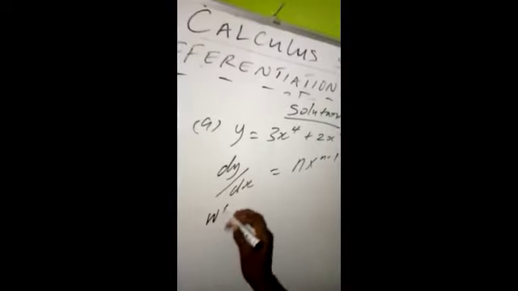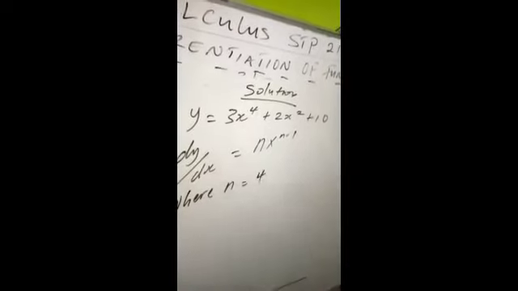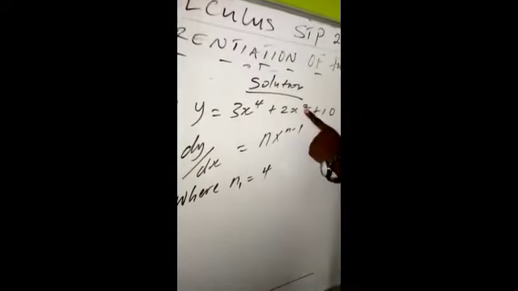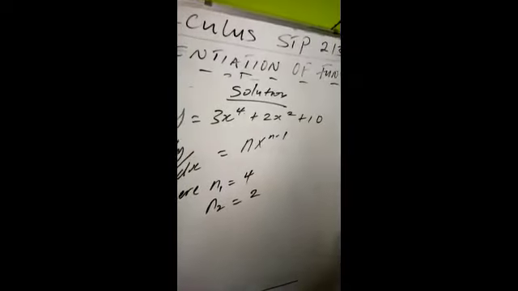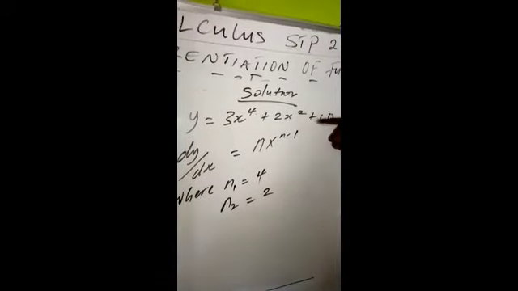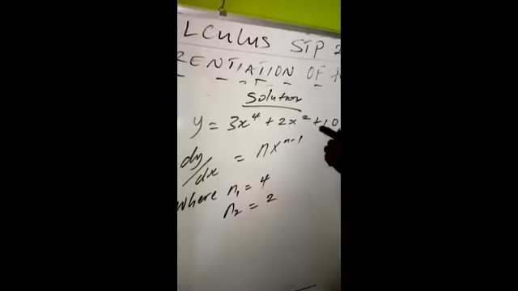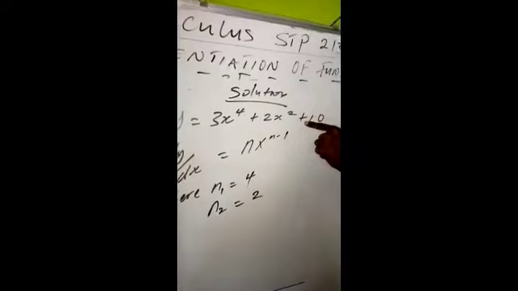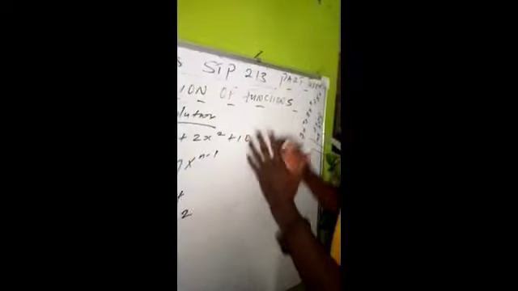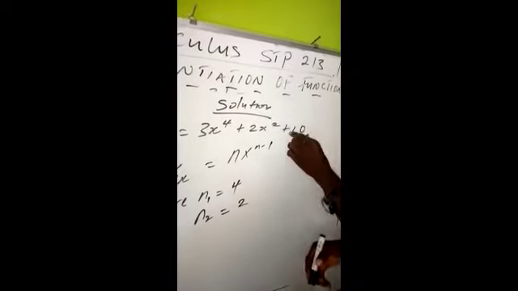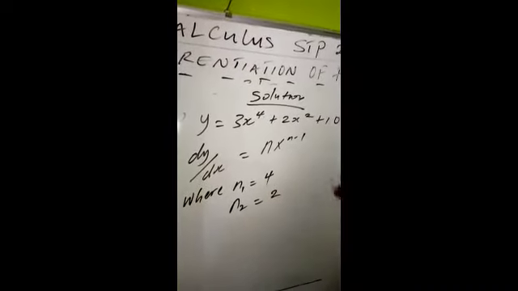The first n here, we have it as 4. I will call it n1. I will call this one n2. We have it as 2. And note, write it somewhere that differentiation of any given constant number is equal to 0. What is a constant number? A constant number is a number that is not attached to any variable, like 10 is constant, 100 is constant. Are we there?